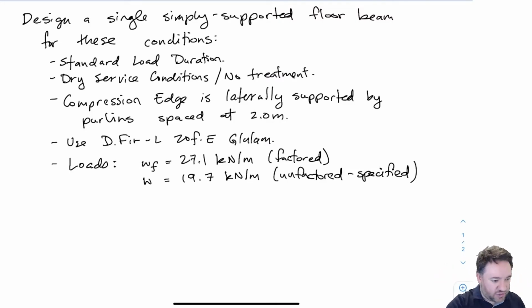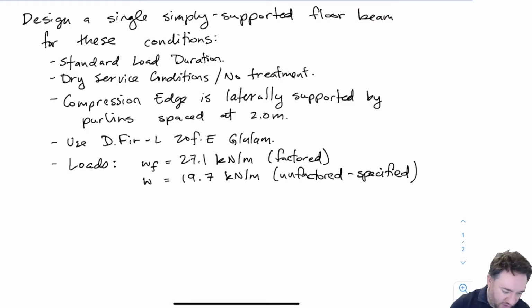And then I've given loads. We're going to skip the load combination step here, and I've just given some governing load combinations to save some time in this example, since we've seen all this load combination stuff before. So we have effectively a factored load of 27.1 kilonewtons per meter along the length of the beam, which is a line load. I've already stated above that this factored load is associated with a standard load duration, so that's KD equals 1. And I've also provided the unfactored specified load, and we're going to use that for calculation of deflection, since deflection is a serviceability criteria where we don't factor up the loads.